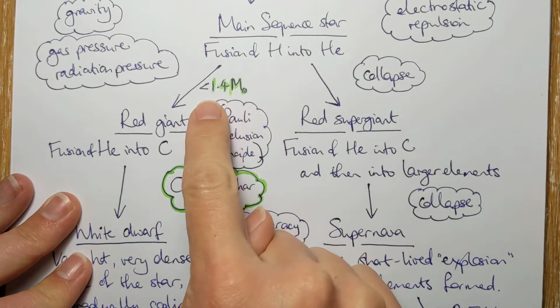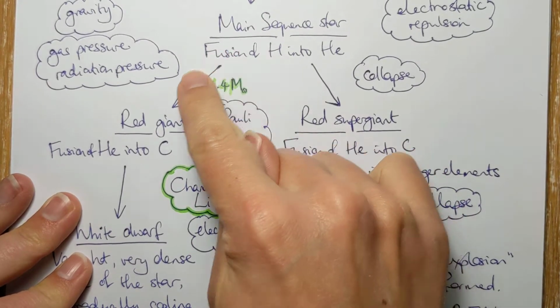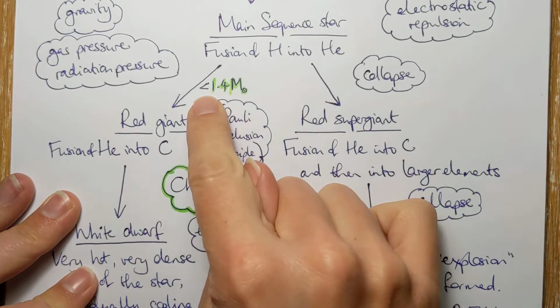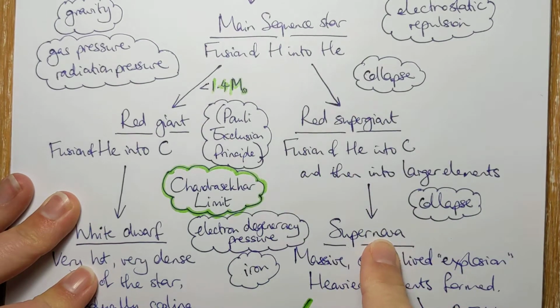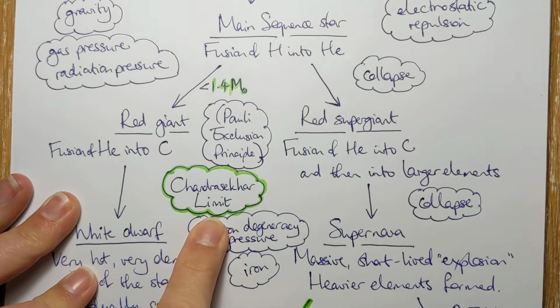Now, if you have less than 1.4 solar masses, you're going to go this way, and you can't end up as a neutron star, you're going to end up as a white dwarf. But if you have more than 1.4 solar masses, you can go this way. Okay, so what, and that number, very importantly, is called the Chandrasekhar limit.